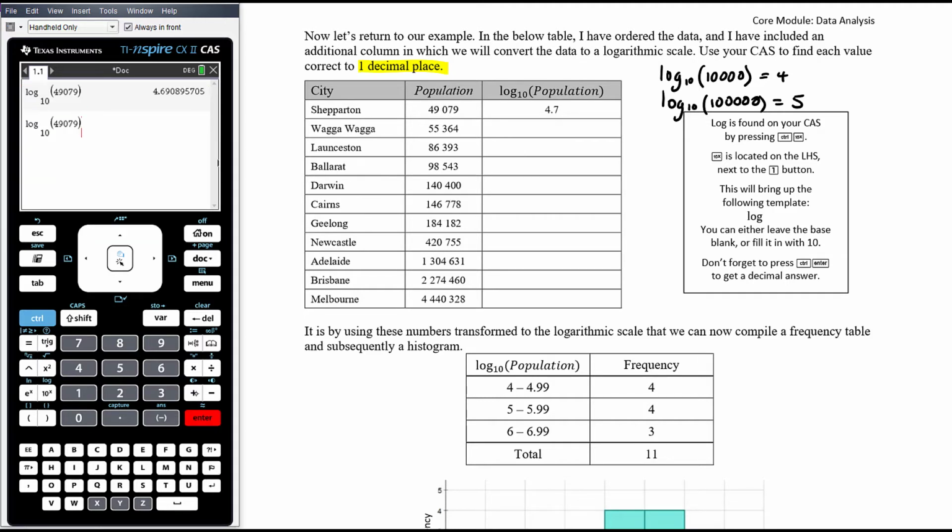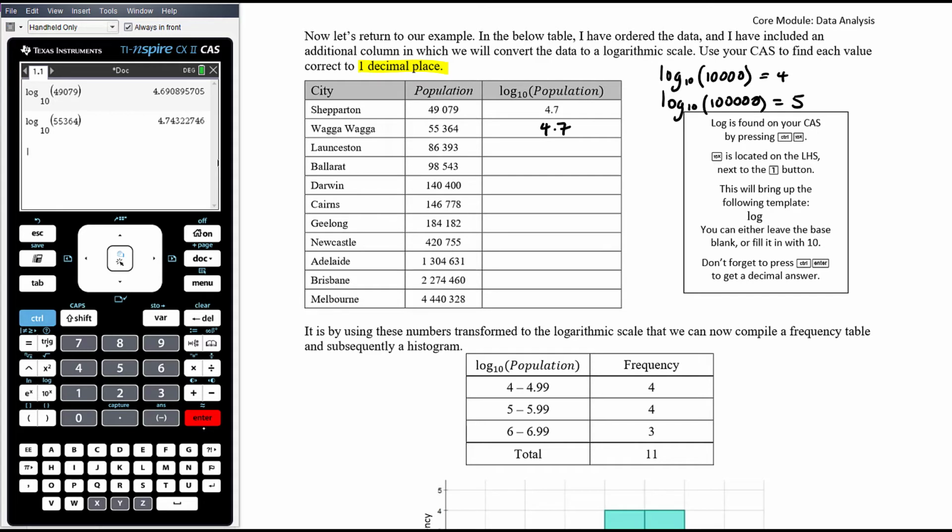So log base 10 of the next number, 55,364, Control Enter, also 4.7. We could have predicted that. Let me just jump ahead and pick a different one, and then I'll pause the video and fill them all in and come back to you.